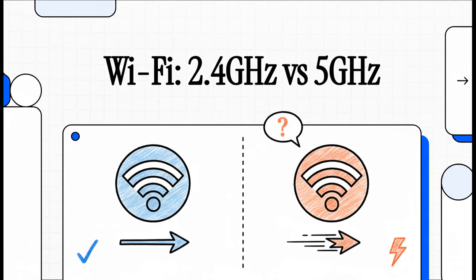So you open up your phone or your laptop to connect to Wi-Fi, and you see two networks that look almost identical. Same name, but one of them has 5G tacked on the end. You've probably wondered, which one should I be using? Is one better? Well, today we're going to settle that debate once and for all.